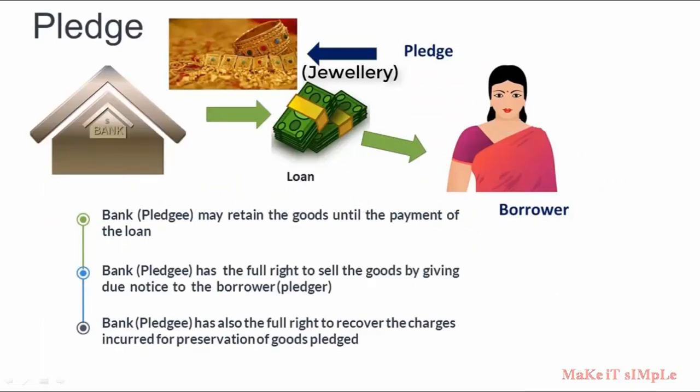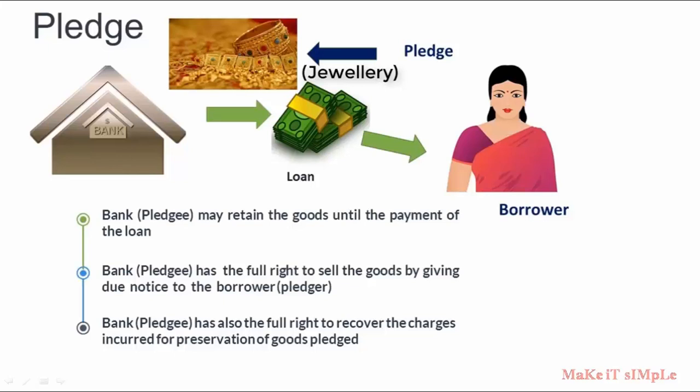Next we will see what is pledge. The pledge here is when you want money, when you take a loan from the bank, you keep jewels as a collateral or security in the bank, and keeping the gold as a security, you take the loan. This loan amount depends upon the amount of gold you keep. Now there are two parties, the bank and the borrower. In this type of loan, the bank is known as the pledgee and the borrower who is taking the amount is known as the pledgor.